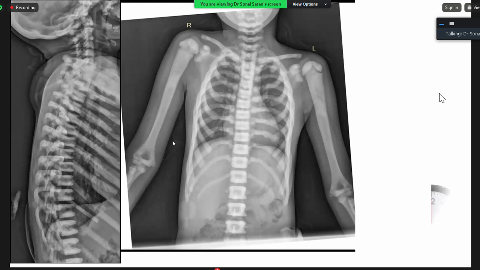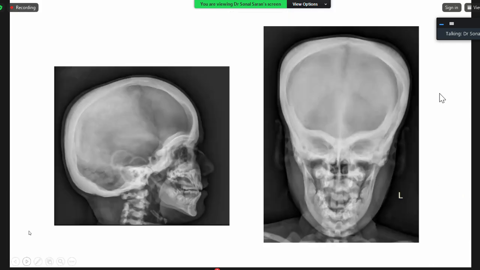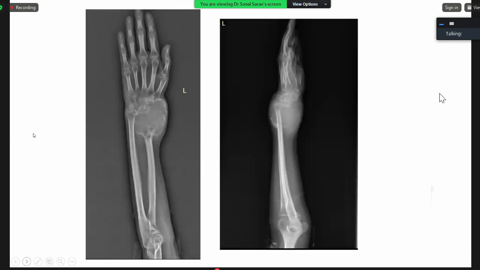What is happening over here? We have already seen a case of pycnodysostosis. This is a similar entity. This is osteopetrosis. And we can see sandwich sign over here, diffuse sclerosis of the bone, bone within bone appearance. So this is osteopetrosis. This is a skull radiograph of the same patient. Next case.